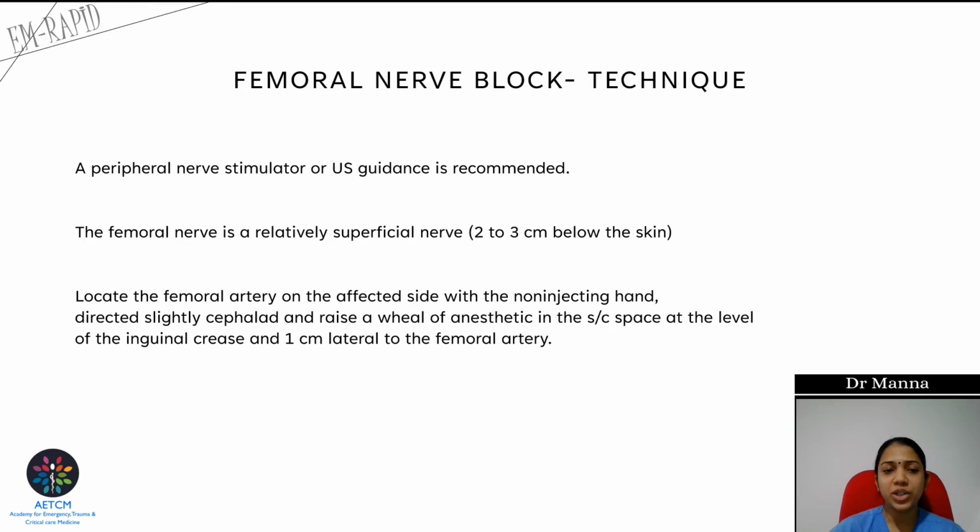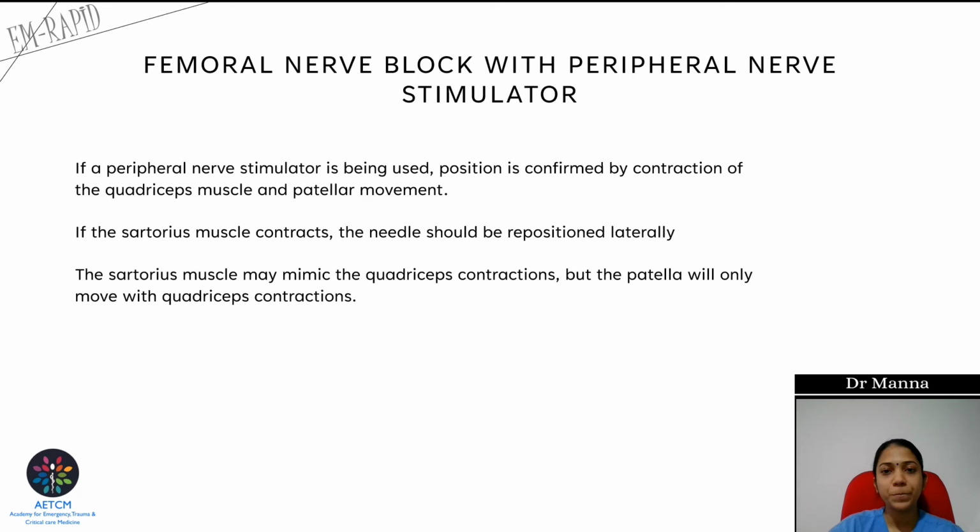Actually this femoral nerve is a superficial nerve. It is just 2 to 3 centimeters below the skin. We can locate the femoral artery on the affected side with the non-injecting hand, and slightly lateral to that artery we will have to inject. We direct the syringe somewhat cephalad, and raise a wheal of anesthetic in the subcutaneous plane at the level of the inguinal crease and 1 centimeter lateral to the femoral artery.